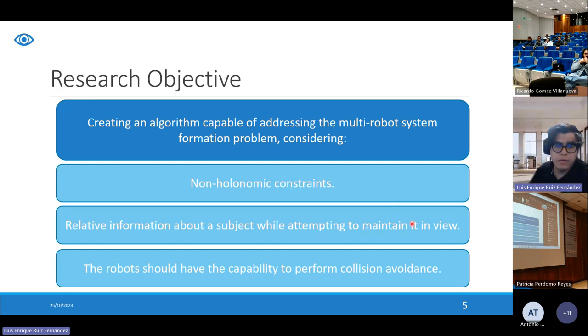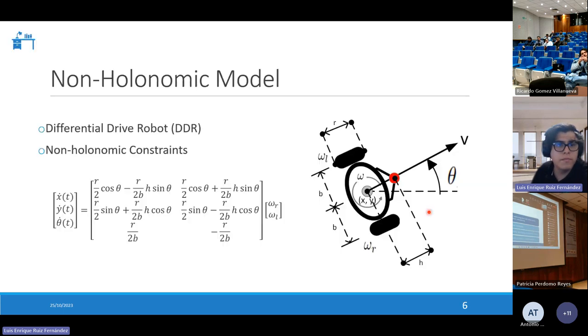Then the robots just have the relative information of the subject. This relative information is position and velocity. So here we have the assumption that the robot estimates this information. And finally, the robots must deal with collision avoidance, so we integrate an algorithm to avoid obstacles.